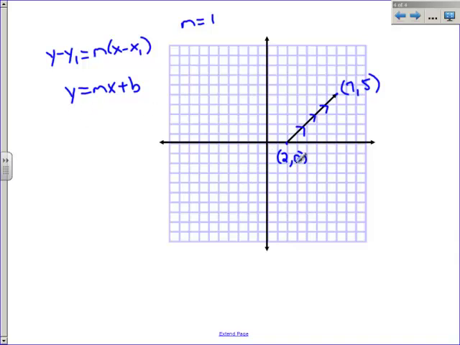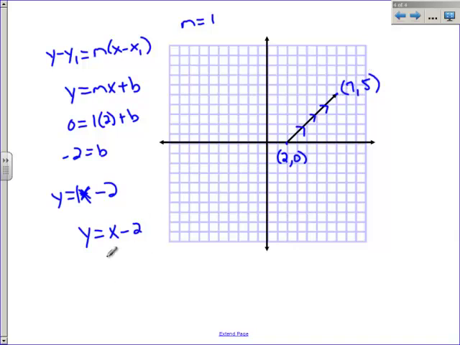So I can pick either one of these points. Let's start with this 2, 0 here. The y coordinate is 0. My slope is 1. And so I solve this for b, and I get b equals negative 2. So that's the equation of the line. Y equals 1x minus 2. Let's write that again because that looks horrible. Y equals x minus 2 is that equation. But if I graph y equals x minus 2 on my graphing calculator, it's going to go on forever.